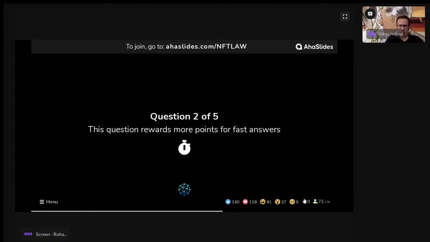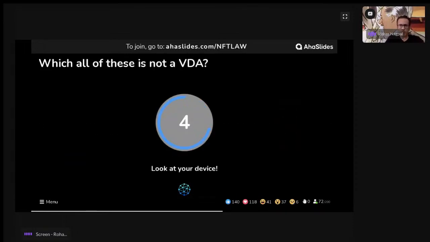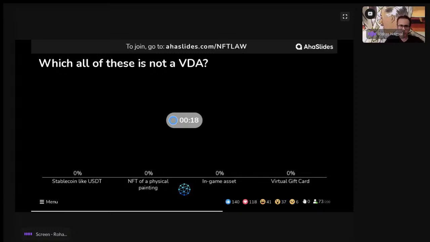Question number 2 coming up. Again, faster answers means more points. Which of these is not a VDA? And you can choose multiple. A stablecoin like USDT, an NFT of a physical painting, an in-game asset, or a virtual gift card. Which of these is not a VDA? Which means it is not coming directly under the crypto tax law.